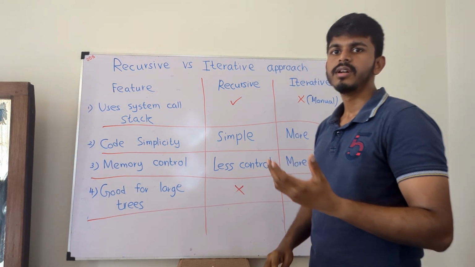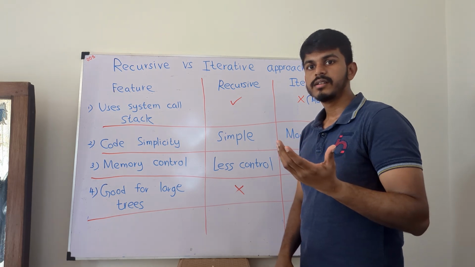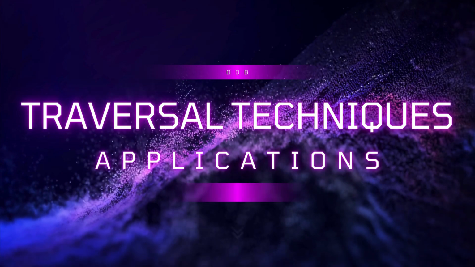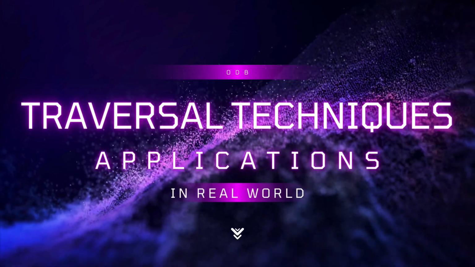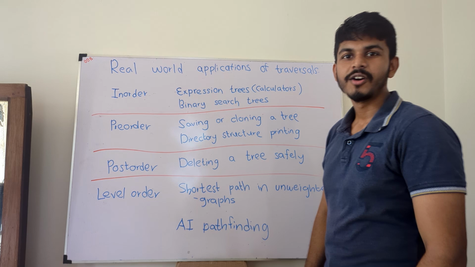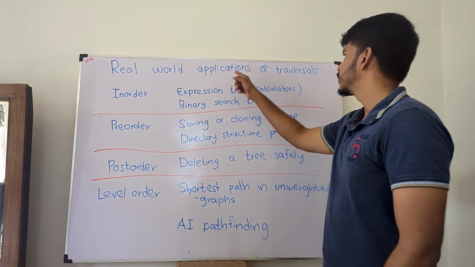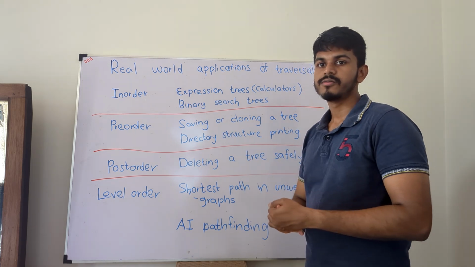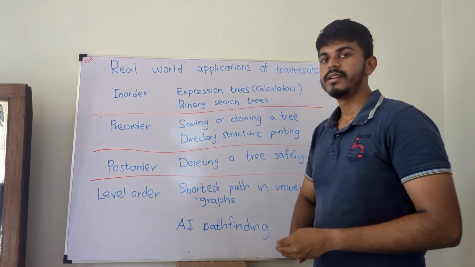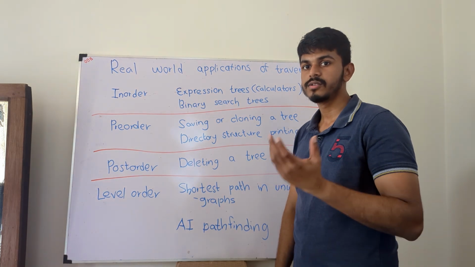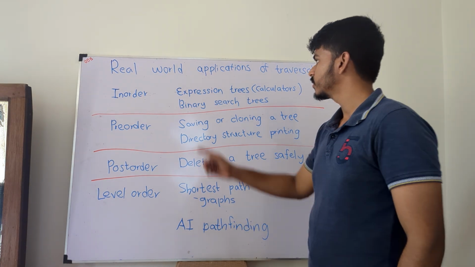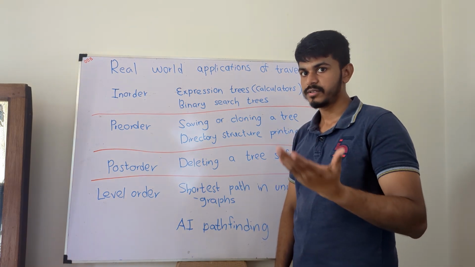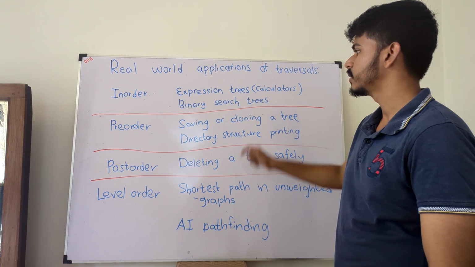Then we are going to see the applications of the different traversal techniques. Now we will see real-world applications of these traversals. Inorder traversal is commonly used for binary search trees. It is useful when you want to get the sorted order. It is also used in expression trees, like converting between infix and postfix expressions in calculators.